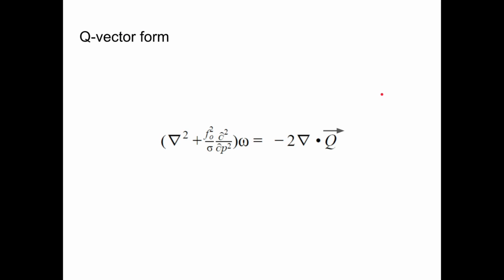There's another version of this, which we'll talk about on an upcoming lab, called the Q-vector form, where we basically rearrange those terms, do some other manipulation. The left-hand side is exactly the same, so it's this fancy second derivative operator on omega. The right-hand side is just minus 2 times del dot Q, where Q is the Q vector. And whenever you have minus del dot something, we're basically looking at the convergence of that vector field. So we call this Q vector convergence, and that's the forcing in the Q vector form.